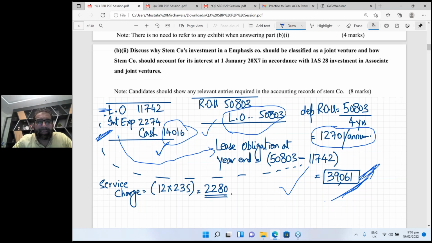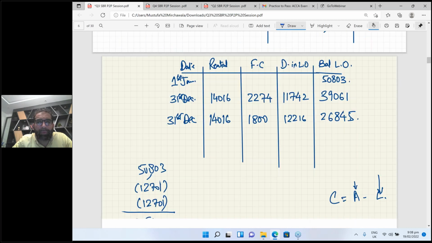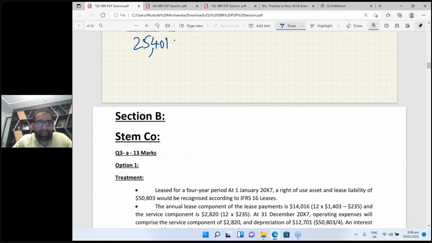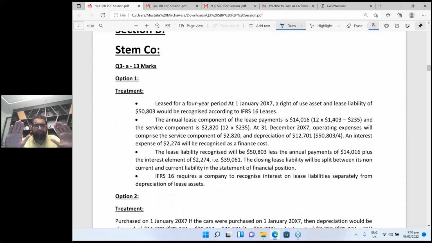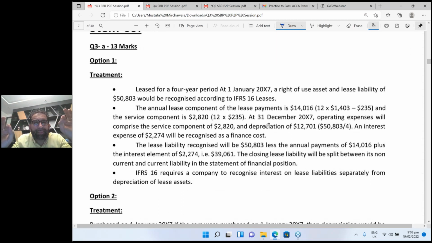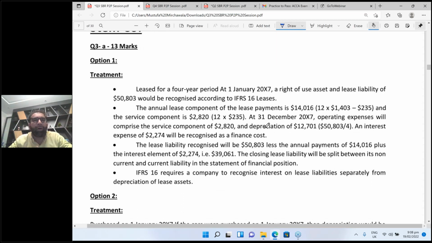Okay, let's see how to discuss. See, this is the first treatment, and you have to write in simple words. Treatment option number 1, C leased for a 4-year period, a right of use asset and a lease liability of 50803 would be recognized. Yes, ROU debit and lease obligation credit, we just did with the present value.